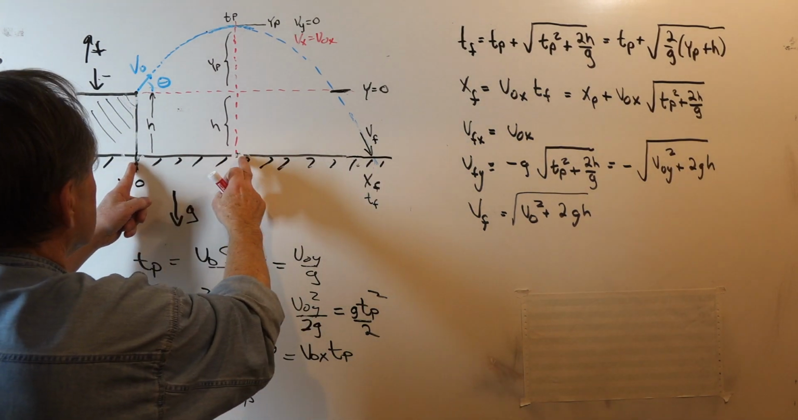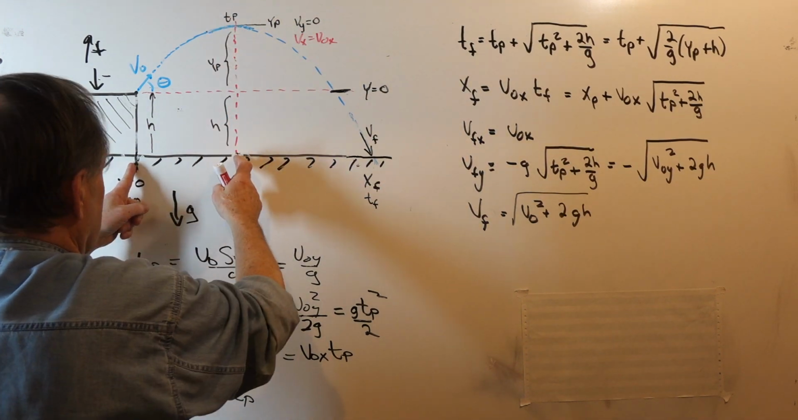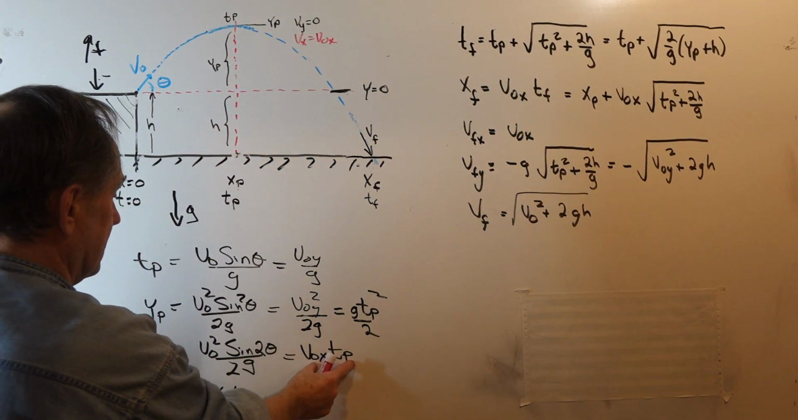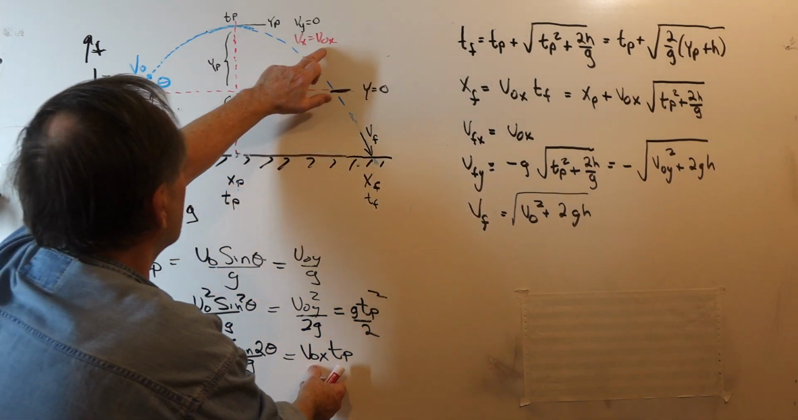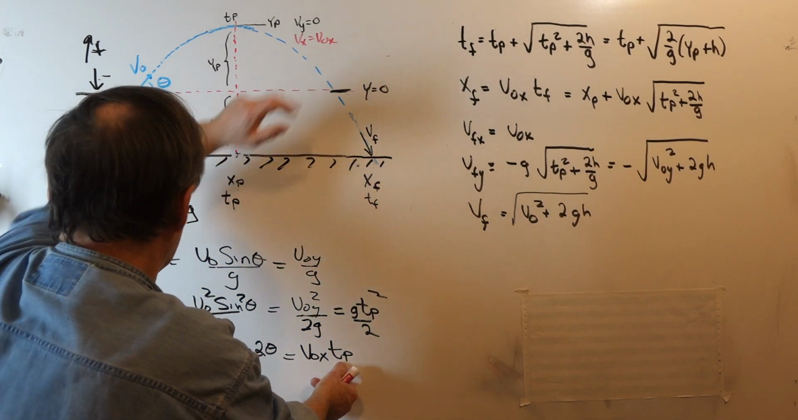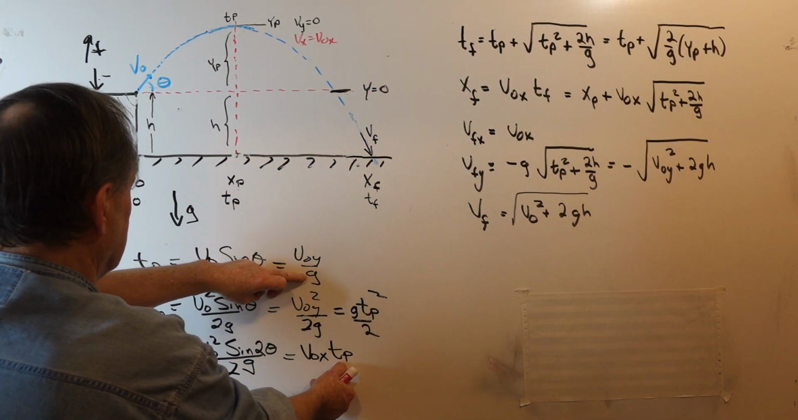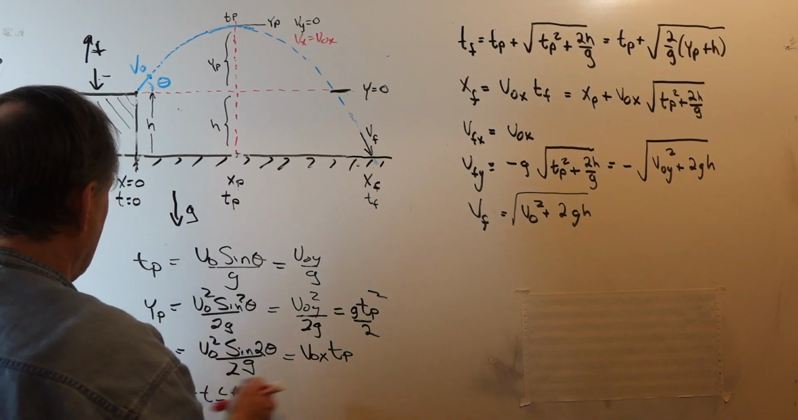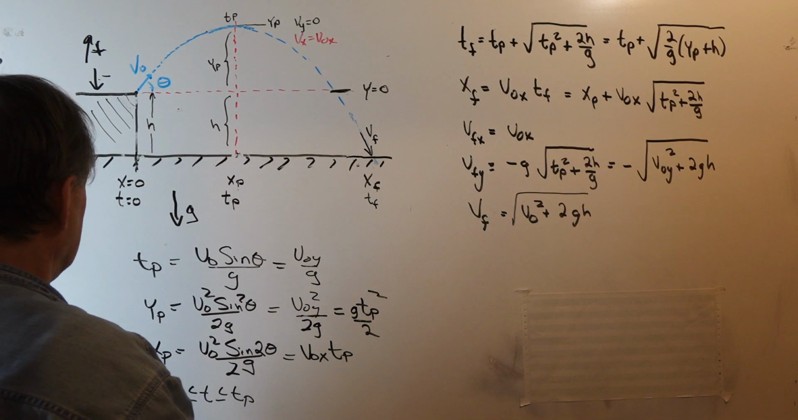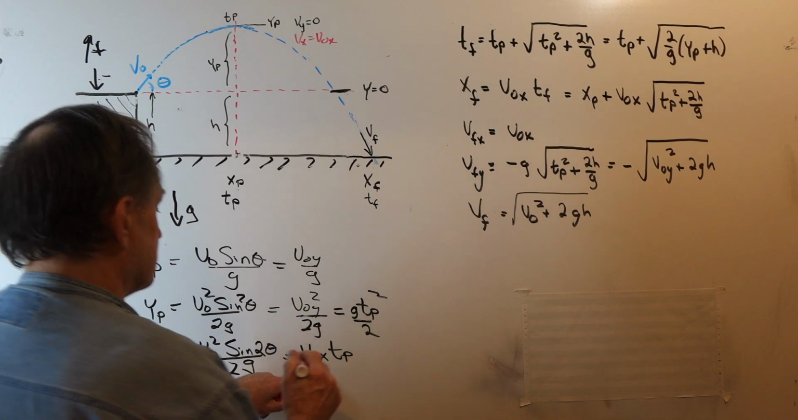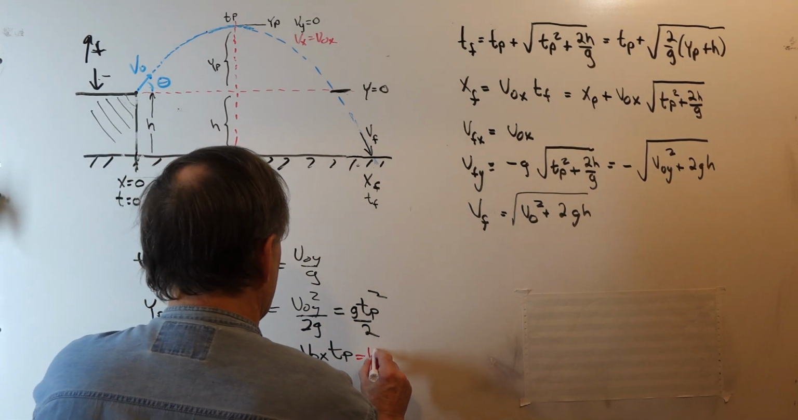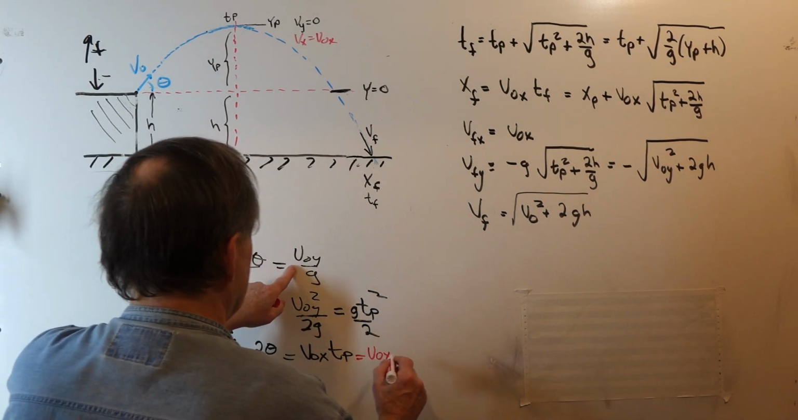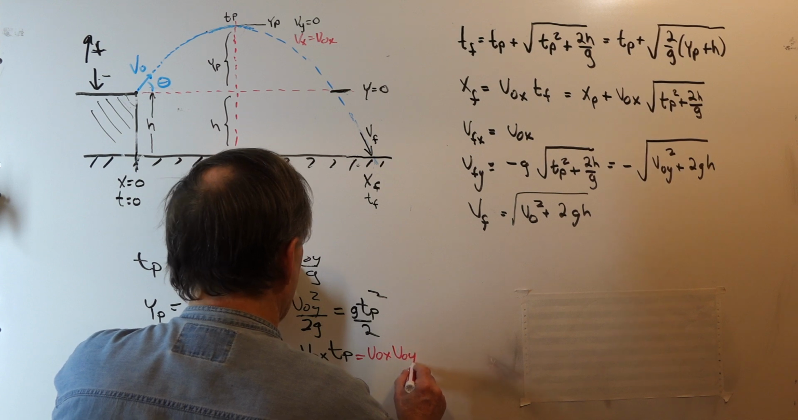The distance it travels horizontally to get to the peak is this. We just take the horizontal component of velocity times time peak, which is this. And we could also write this in this form: v0x times t peak, which is v0y over g.